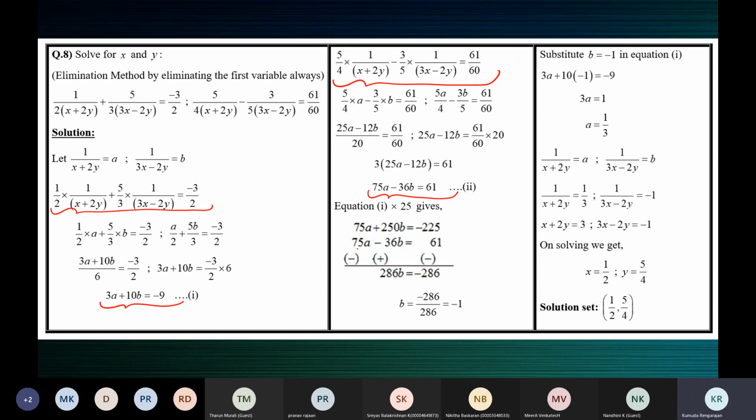Now we solve these two new equations using the elimination method. So from that you get the value of b. On substituting, we'll get the value of a.